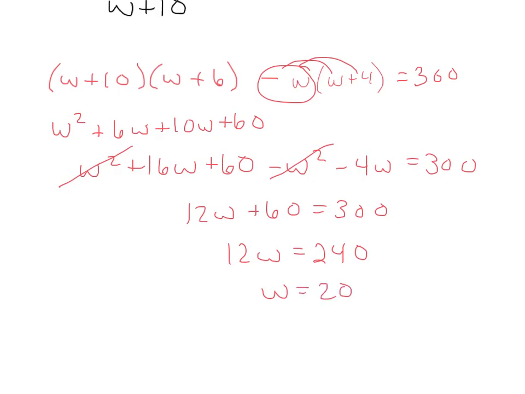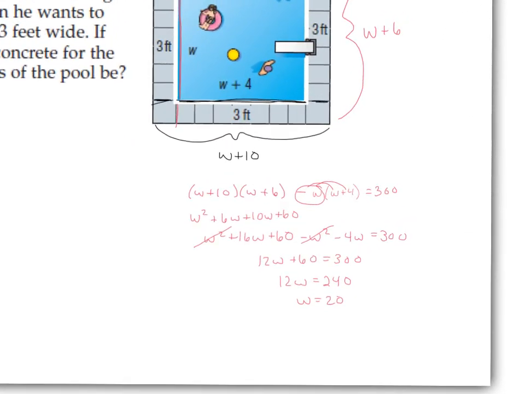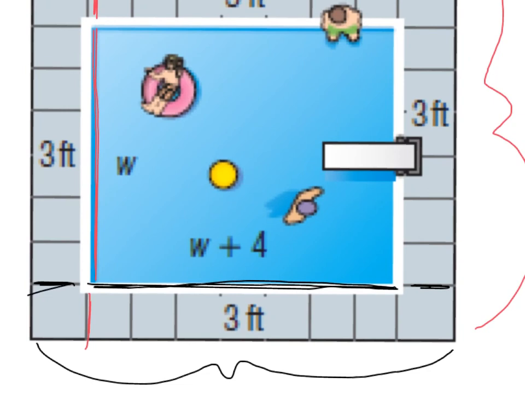All right, so now the dimensions, I believe that's what it was asking for. What are the dimensions? Well, if we know the width is 20, come up here and look at this. What are the dimensions of the pool? If I know the W is 20, then I know that this side is going to equal 24. So I have a 20-foot by 24-foot pool. And that's my answer. All right, that concludes the notes for shaded regions in lesson 8384.